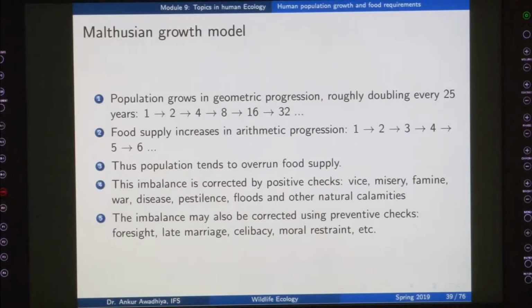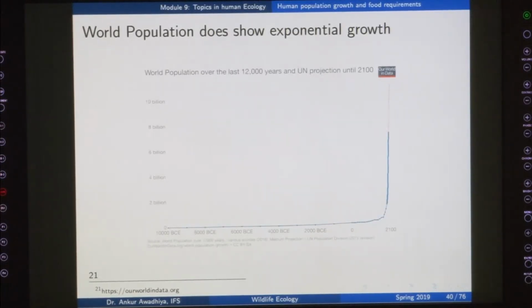So, this is in short the Malthusian growth model. The population increases in a geometric progression, food increases in an arithmetic progression. So, that leads to an imbalance, and there are positive checks and there are preventive checks. So, this is in short the Malthusian model. And if we look at the world population growth rate, we can say that yes, it does increase exponentially. So, there is some amount of this geometric progression thing that is working. The population is increasing at a very fast rate.